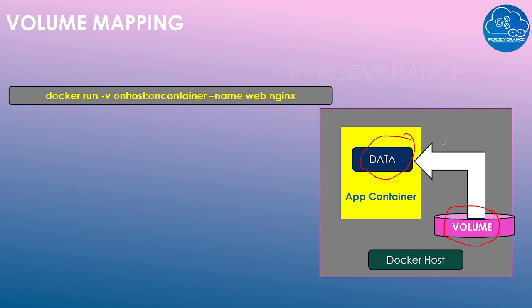Whatever data is available here will be in sync with this particular volume, and whatever data is available there will be in sync with this one, because both are in sync: one at the host level, meaning the Docker server level, and another at the container level. So though the container crashes or is not available, we can have our data safe inside the volume residing on the Docker host.